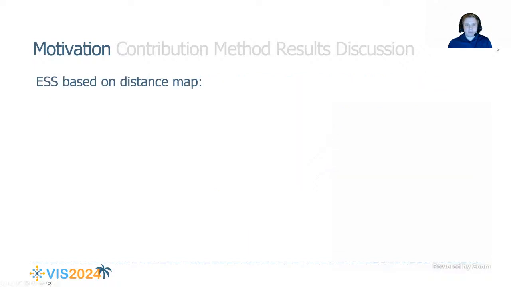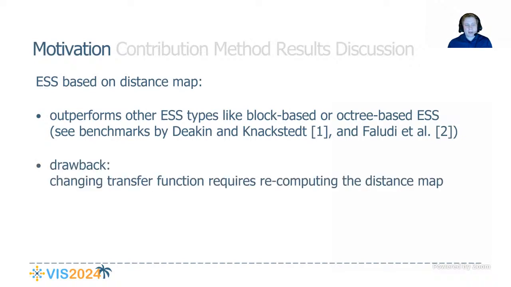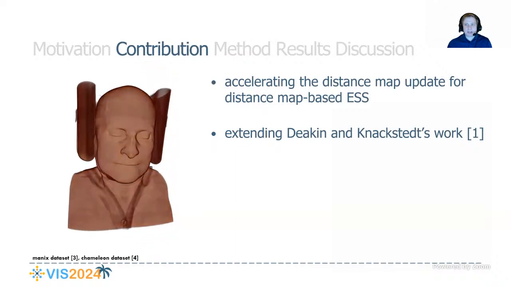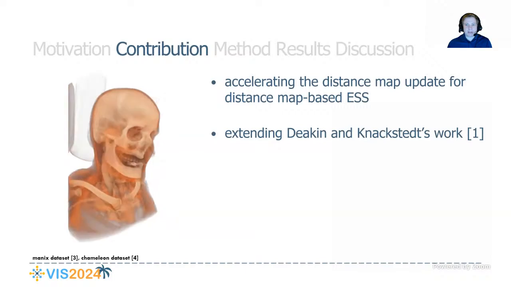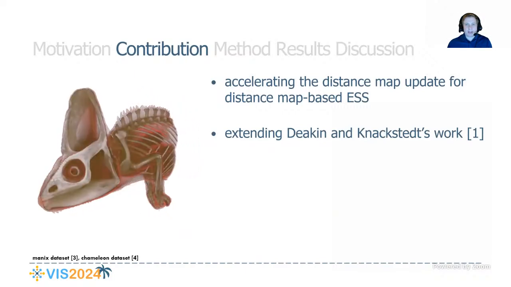And ESS based on the distance map outperforms other ESS types like block-based or octree-based ESS, which can be seen from benchmarks in the literature. But the drawback is that changing the transfer function requires recomputing the distance map. Our contribution is that we show how to accelerate the distance map update for distance map-based ESS, and therefore we are extending the original work by Deakin and Naxted.